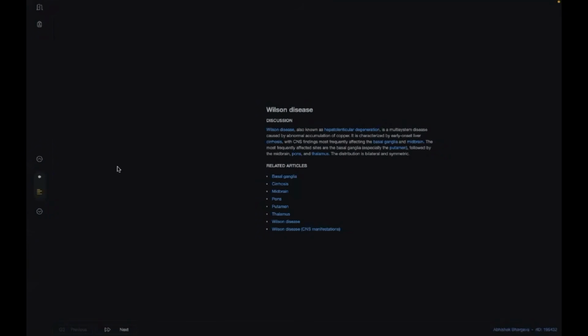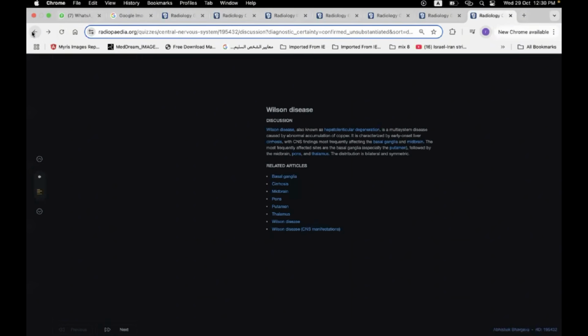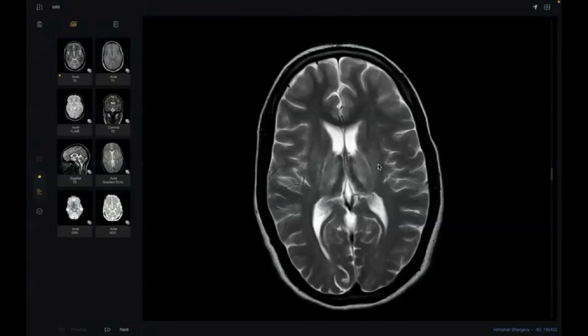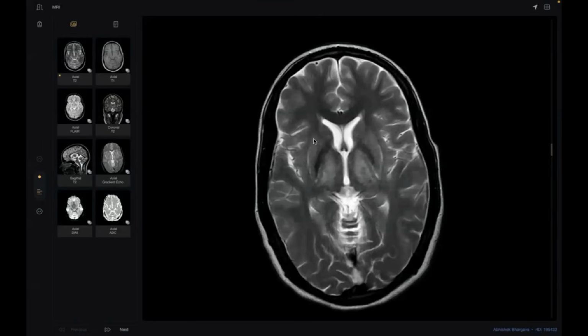It was Wilson disease. Wilson disease involves the basal ganglia, especially the putamen. In Arabic, putamen we call barra. Barra means out, the outer part of the lentiform nucleus. This is the outer part because we have the outer part, the putamen, and the inner part, the globus pallidus.